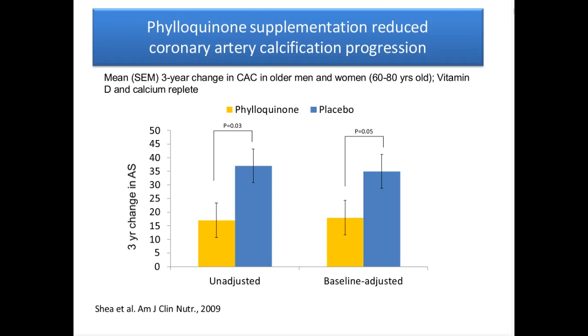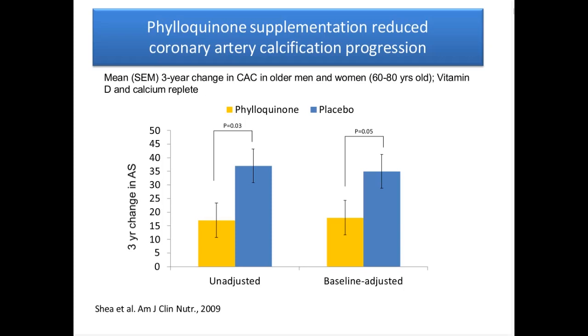The blue are people who were taking vitamin D and calcium. These were older adults, 60 to 80 years old, and they were given just calcium and vitamin D for 3 years. And the group in the yellow are vitamin D, calcium, and phylloquinone. And what you see is over 3 years, everybody had some increase in calcification in their coronary arteries, but the individuals who received the phylloquinone had less increase in calcification compared to the group that did not receive vitamin K.